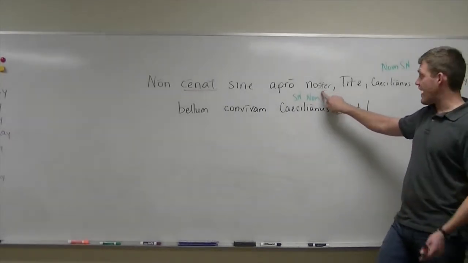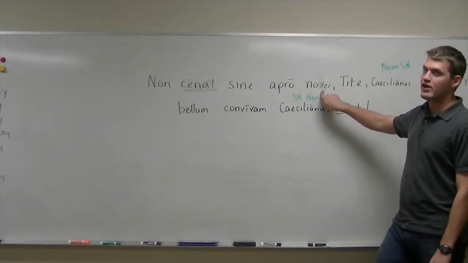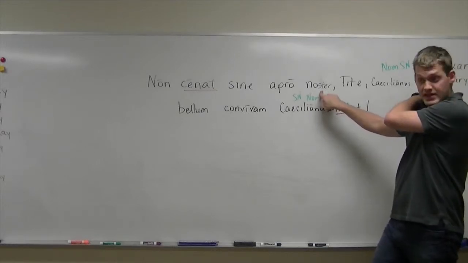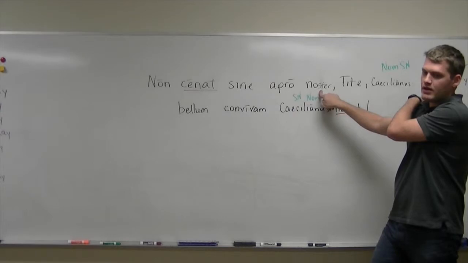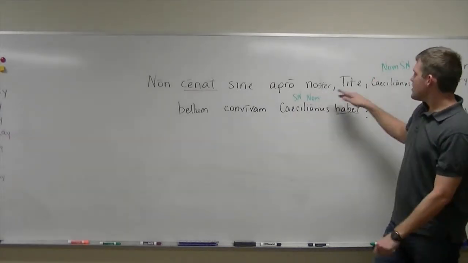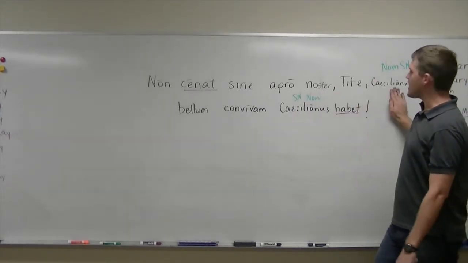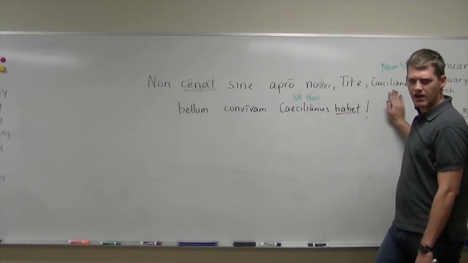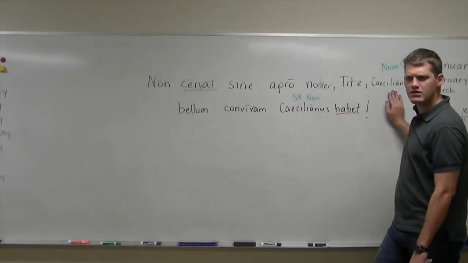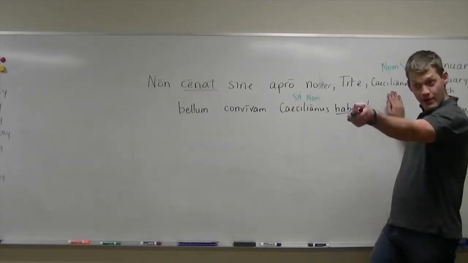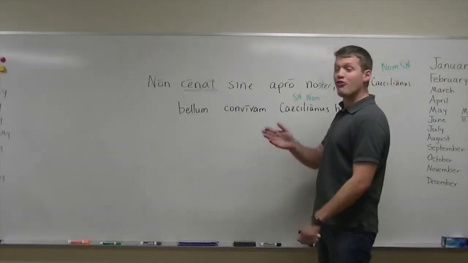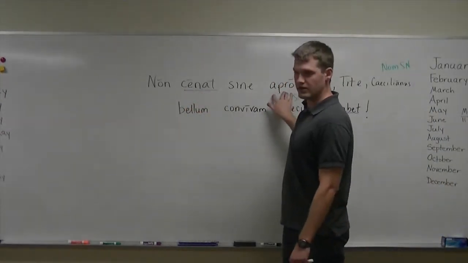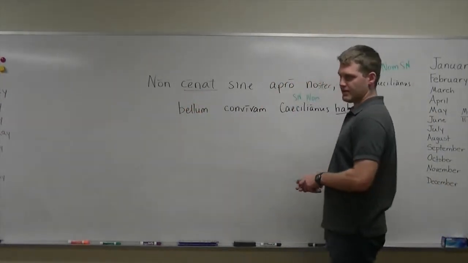So if we looked it up, that's what we would find in the dictionary. We would find noster, nostra, nostrum. Masculine, then, right? Masculine nominative. So what's it modifying? Caecilianus. Good. Okay. So it literally means our Caecilianus. What is he saying? Our Caecilianus. Like he's our friend. Yeah, there we go. So that would probably be, like, our friend Caecilianus does not dine without a boar, or is not eating without a pig.